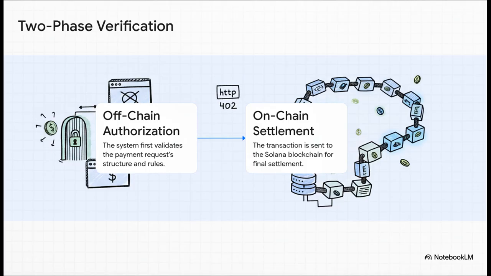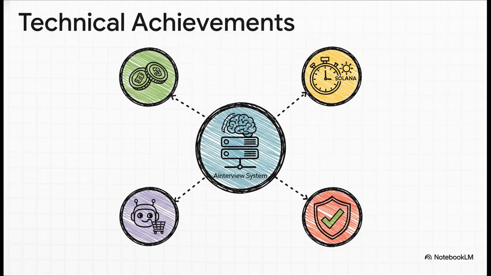Now, behind the scenes, there's this really clever two-step system. First, there's a super quick check to make sure the payment request is legit. This happens off-chain, which just means it's fast and cheap. Only after that does it get sent to the secure Solana blockchain to be finalized, so you get the best of both worlds. It's incredibly fast and incredibly secure. And what all this adds up to is a really impressive list of wins. They can accept different kinds of digital currency, they process payments in less than 3 seconds, and they've even built a system where AI agents can basically handle their own money. They've made the whole thing fast, robust, and super easy to use.